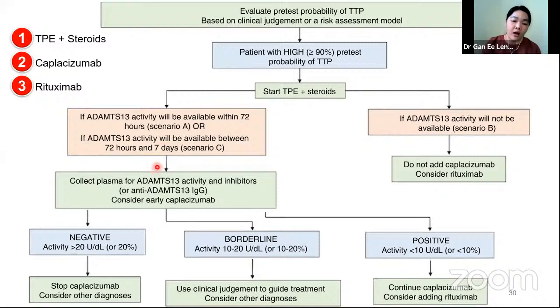Then the algorithm is divided into 2 pathways. We ask ourselves whether we can get the ADAMTS13 activity result within 72 hours or within 7 days, or whether we can only get the result probably after 1 week. So these are the main 2 pathways.